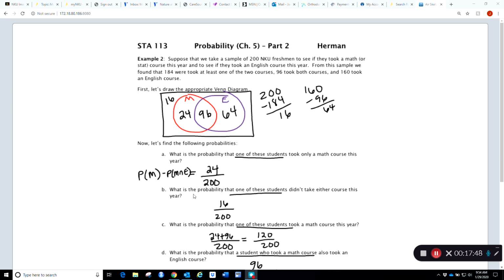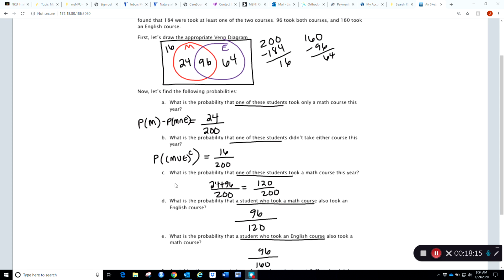In part B, we want to find the probability that one of these students, so again 200 on the bottom, didn't take either course. So that's our number on the outside. This is similar to the one that we found in the previous example. So this is where we found the complement of the union. So if we take the union of the math and English courses and took its complement, that's what we just found notation-wise.